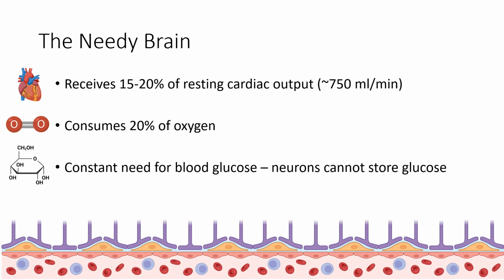Our brains are needy, and they require constant attention. Our brains receive 15 to 20% of the resting cardiac output, or about 750 milliliters of blood per minute. It also consumes 20% of the body's oxygen. And because our neurons cannot store glucose, these cells have a constant need for delivery of blood glucose to the brain.